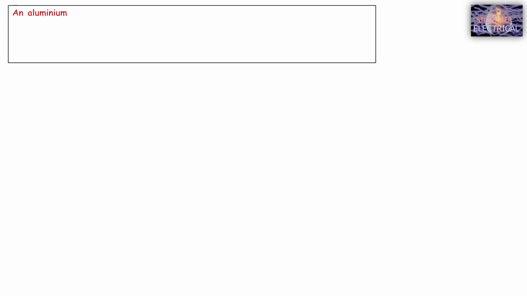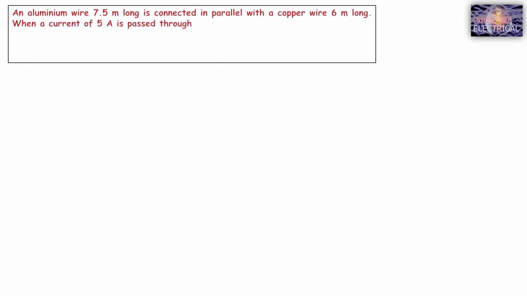Here, once again, we are here to discuss a numerical related to Ohm's law. Here, an aluminium wire of length 7.5 meter is connected in parallel with a copper wire of length 6 meter. Both are connected in parallel.